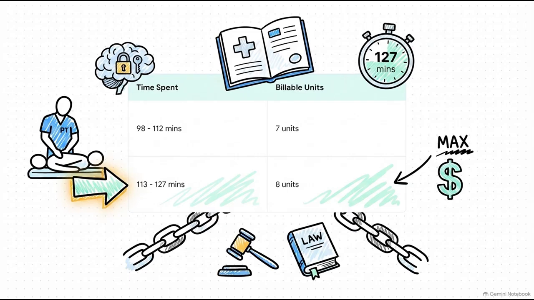You really need to internalize these thresholds. Why? Because they dictate the absolute maximum units you are legally allowed to bill for a single date of service for a single discipline. It is your foundational framework.